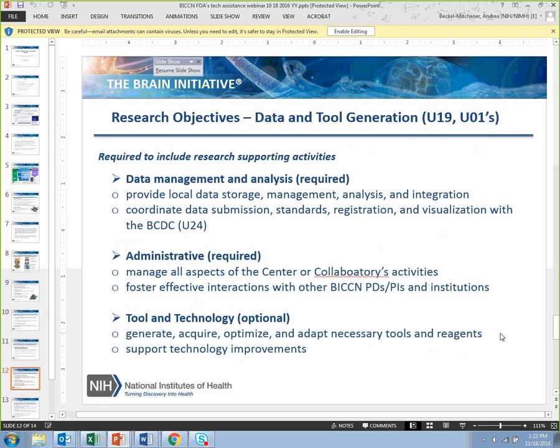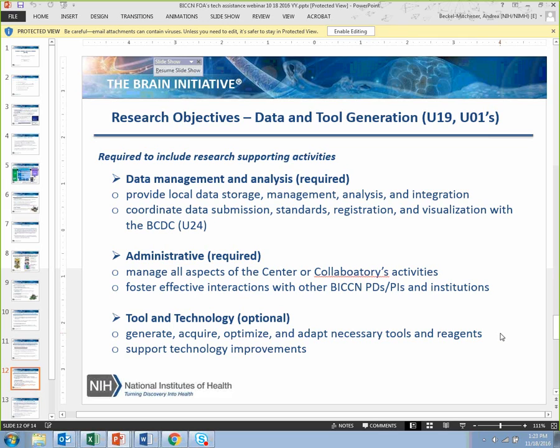To ensure the success of U19 and U01, each application is required to include data management and analysis activities, as well as administrative activities. For data management and analysis activities, the center or core laboratory needs to provide local data storage, management, analysis, and integration, and coordinate data submission, standard registration, and visualization with the U24 data centers.